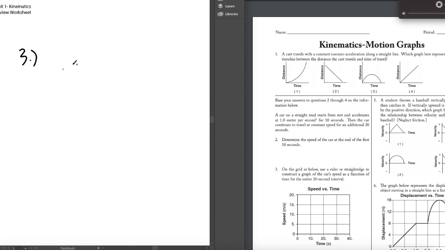Number 3. On the grid below, use a ruler or straight edge to construct a graph of the car's speed as a function of time for the entire 30-second interval. Sick.